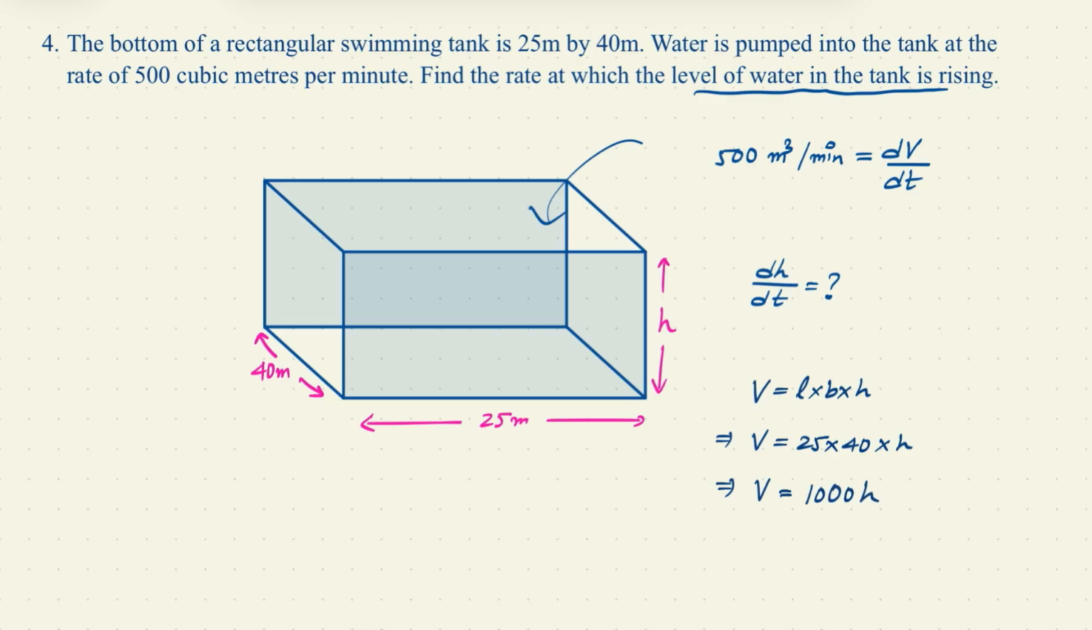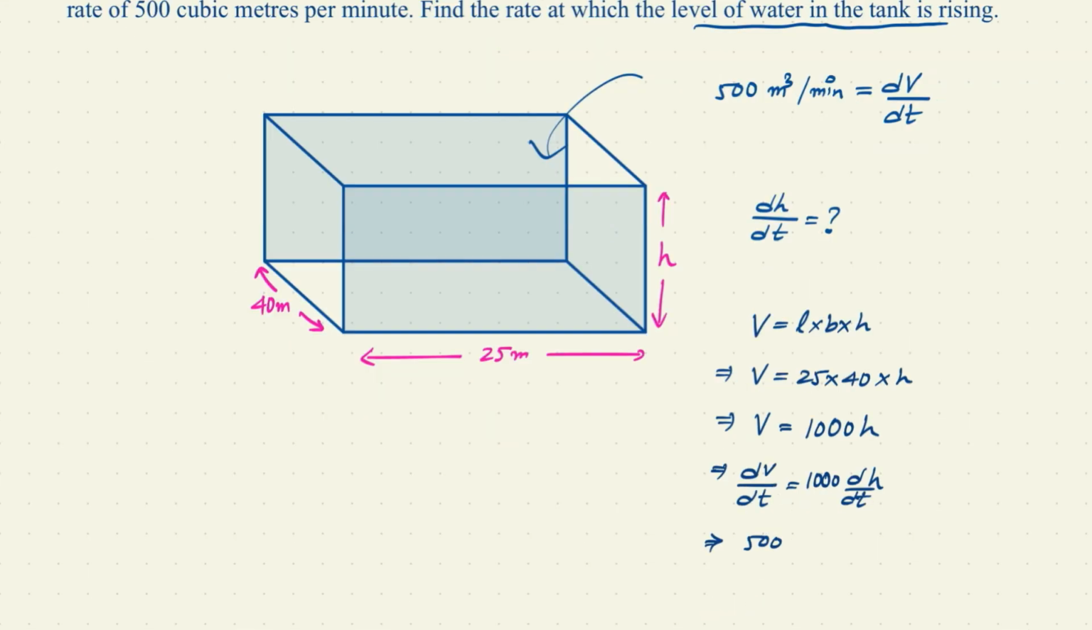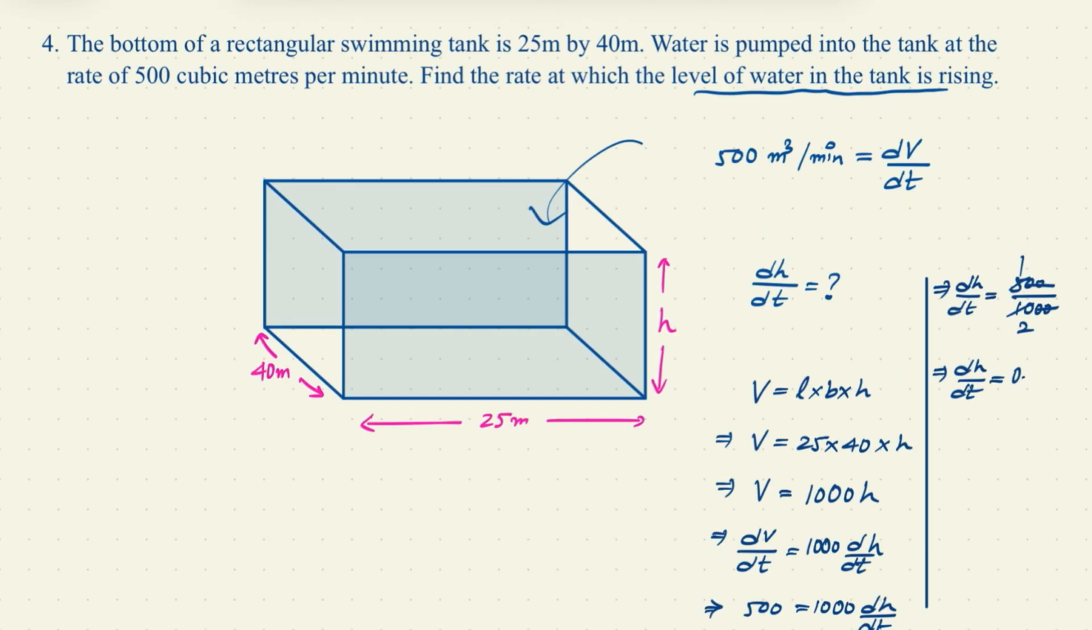Now let us differentiate both sides with respect to t. Then we will have dV over dt equals 1000 d/dt of H, and we have the value of dV over dt, that is 500 meter cube, equals 1000 dH over dt. So the value of dH over dt is equal to 500 by 1000. So 20 got cancelled, 5 1s are 5, 5 2s are 10, and hence the value of dH over dt is equal to 1 by 2, that is 0.5.